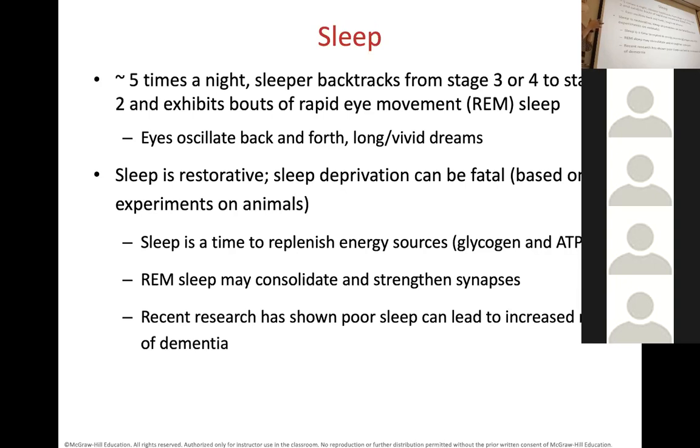Sleep is really important. It can actually be deadly if you don't sleep, at least based on experiments in lab animals. It depends on the amount, but your body needs sleep in order to recover. Your brain needs a lot of ATP, which means it takes a lot of glycogen or glucose to power that ATP production, so giving your body a break from that is really important. REM sleep can actually help consolidate and strengthen the synapses in your brain, so the communication between different neurons can be strengthened with REM sleep.